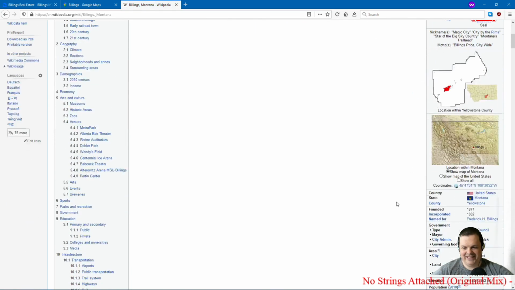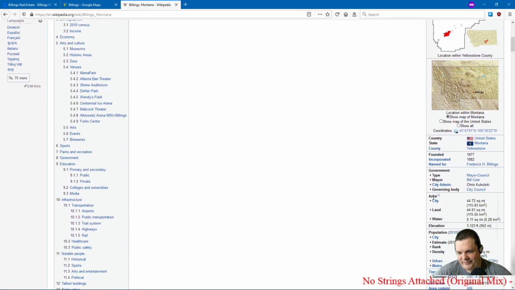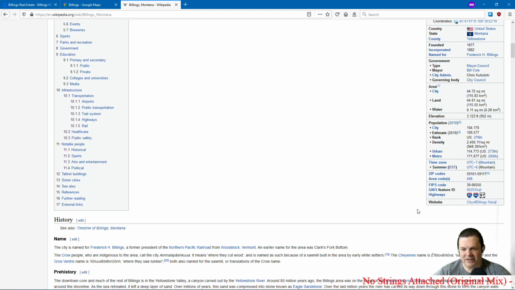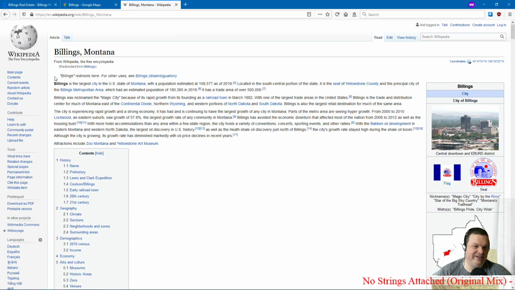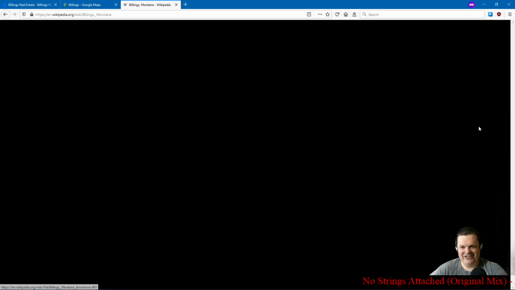We're moving to Billings. How big is Billings? There's 100,000 people in Billings, so it's pretty small. It is the capital of Montana, right? It's the largest city in Montana. No, it's not the capital of Montana. It's nicknamed the Magic City. It's not the capital. So it's central downtown Billings.